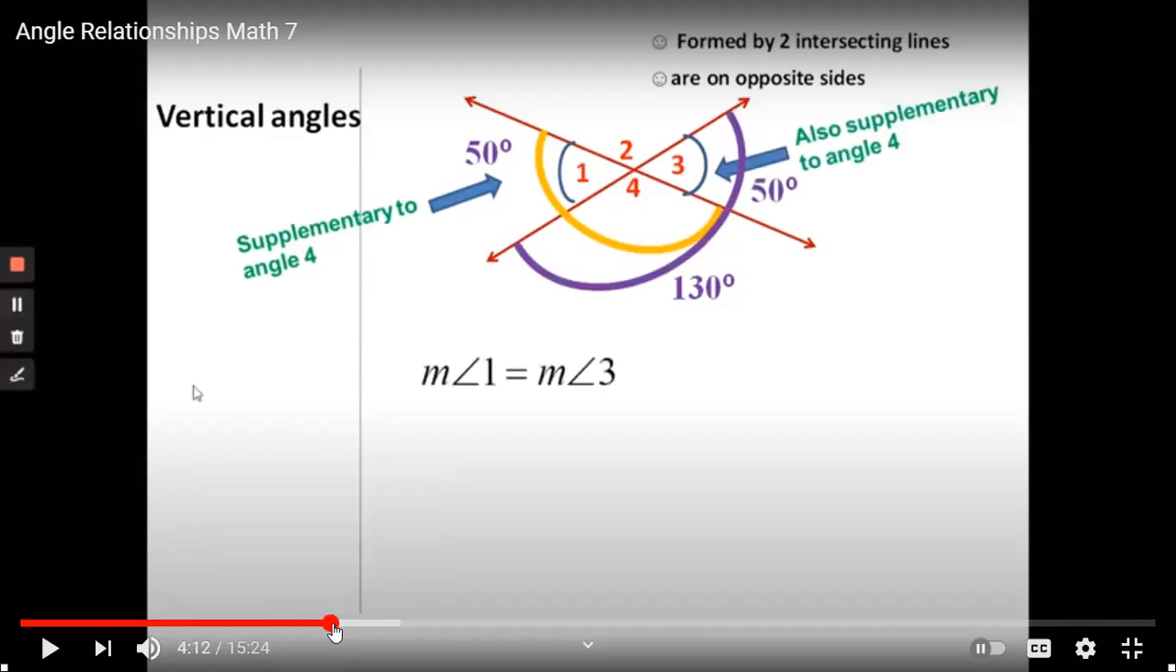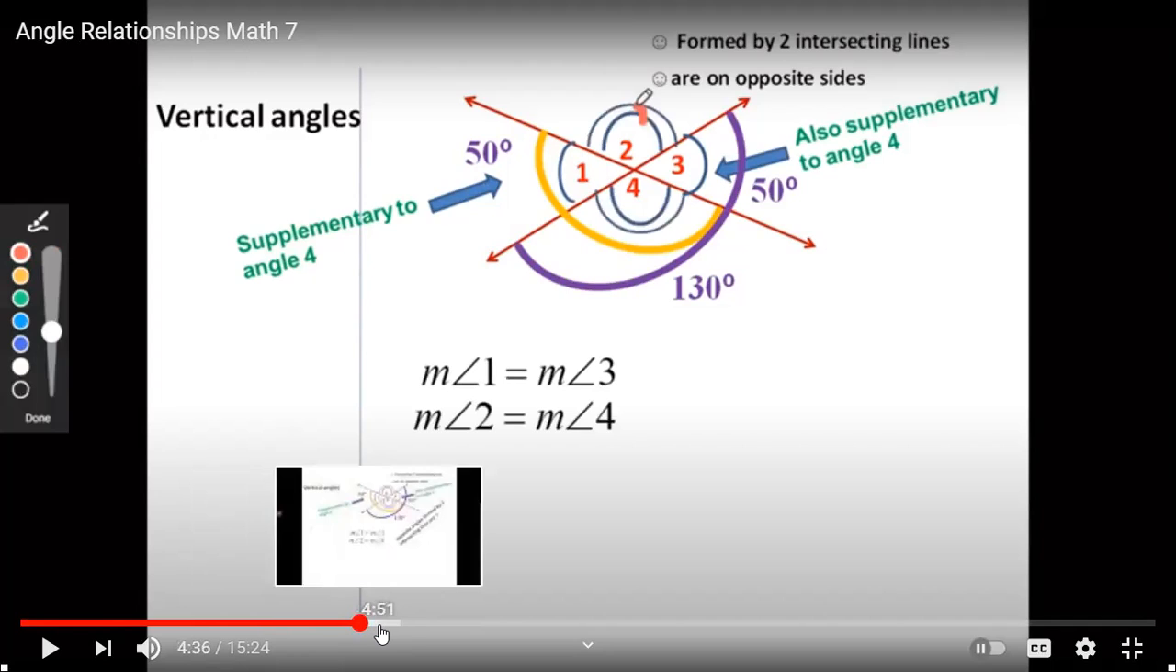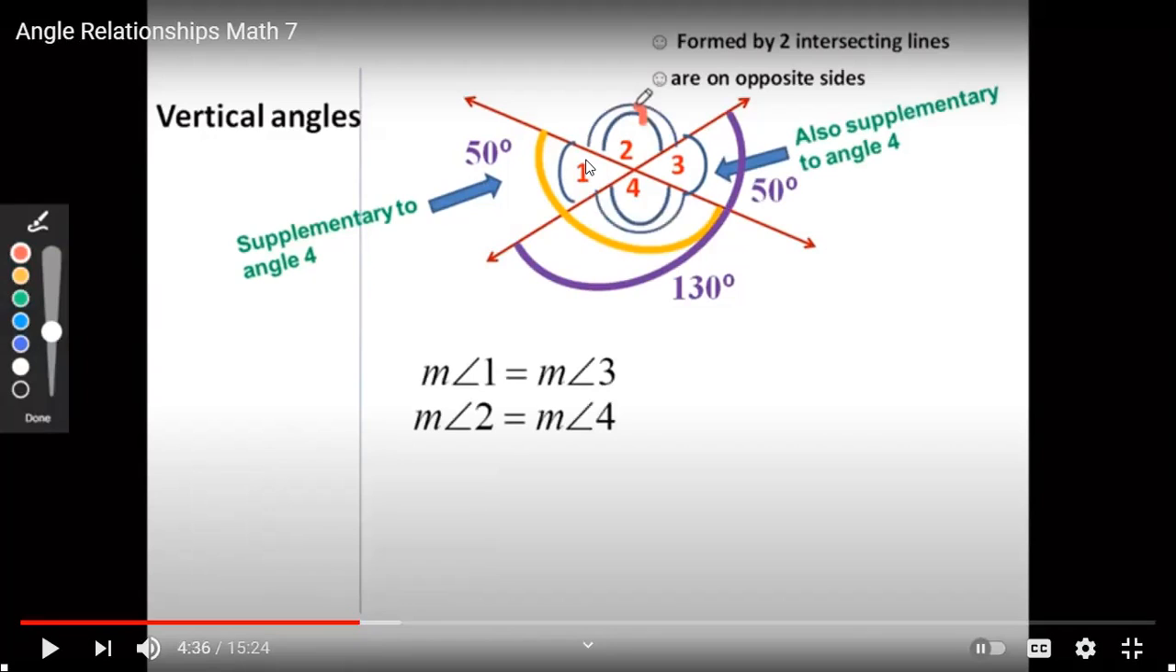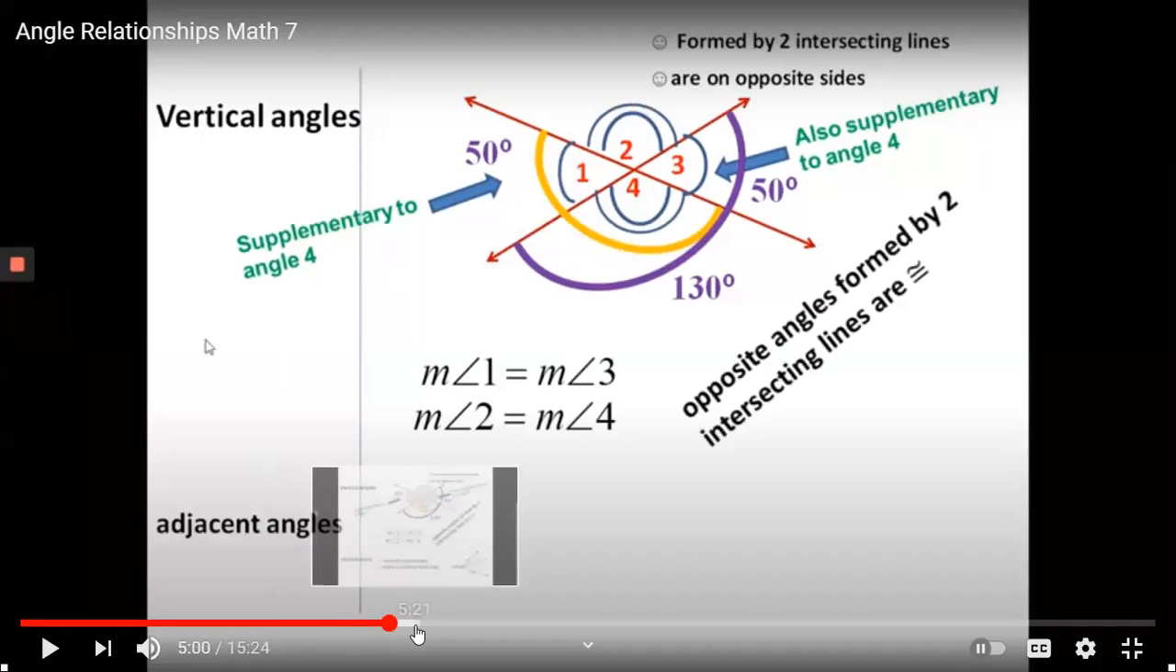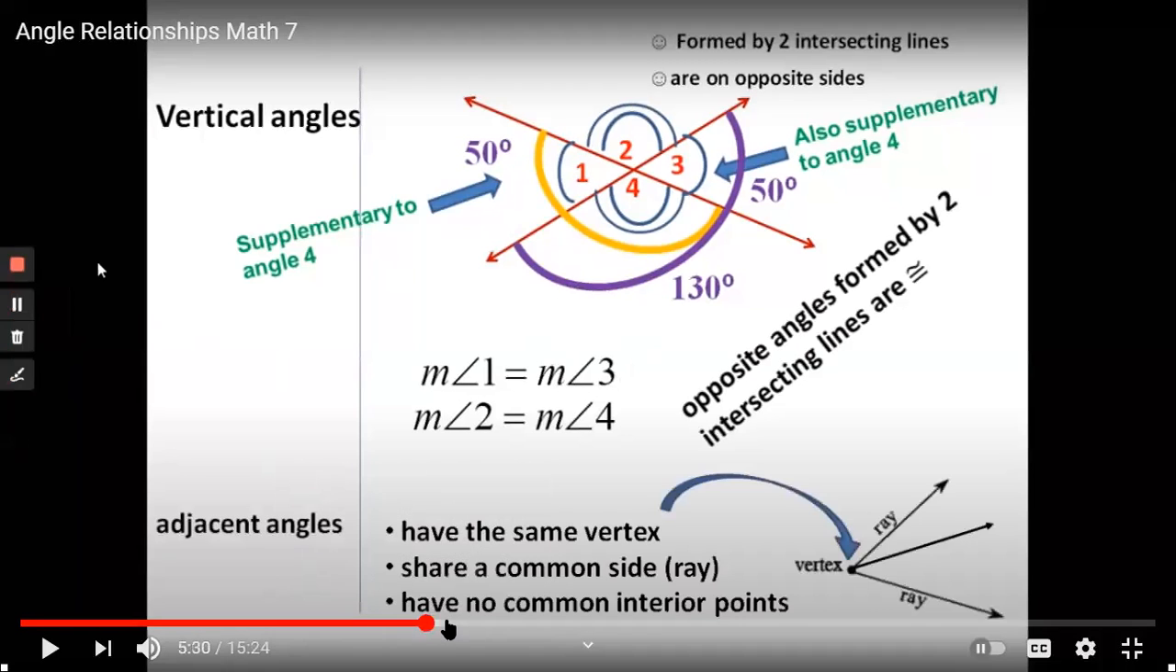Now, could you please tell me, till now, we studied how many types of angle relationships? Three. Who can tell me the three types? Vertical, supplementary, and complementary. Supplementary angles, vertical angles, and complementary angles. So these are the first three types of angles which we have studied till now.